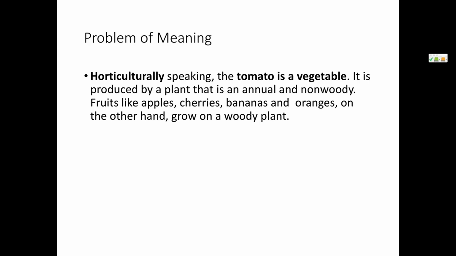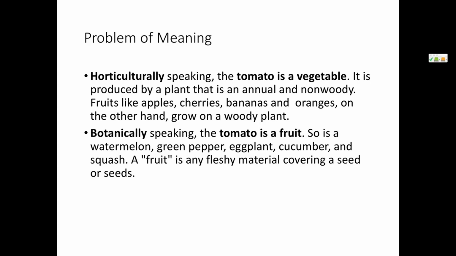I mean, think about it. Trees. You don't hear about a tomato tree. You hear about a tomato plant, and everyone's got a tomato plant in their garden, right? But fruits like apples or cherries, they're on trees. They're on woody plants. Botanically speaking, however, it's a fruit. So is watermelon, green pepper, eggplant, cucumber, squash, because a fruit is any fleshy material covering a seed or seeds. So it's a fruit, whereas a potato is not a fruit because it's a tuber. It grows underground and it does not cover seed or seeds.